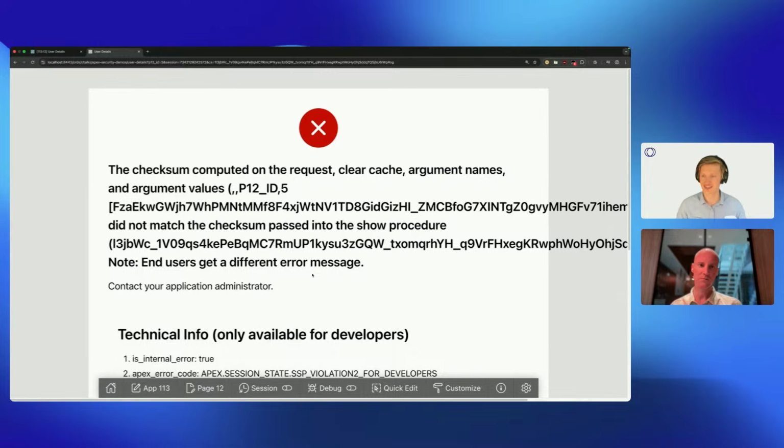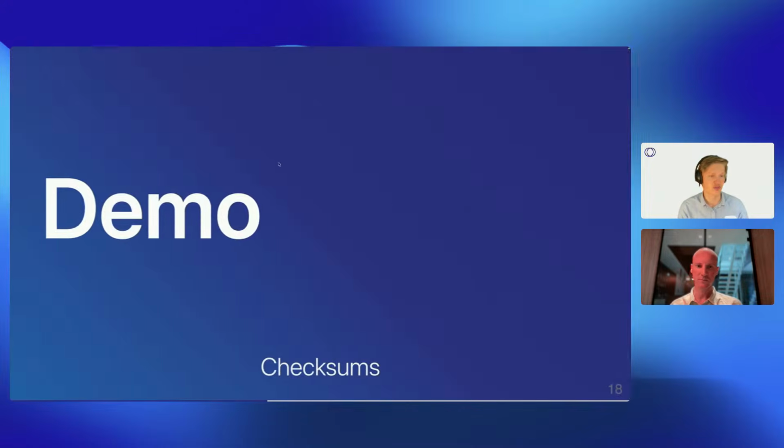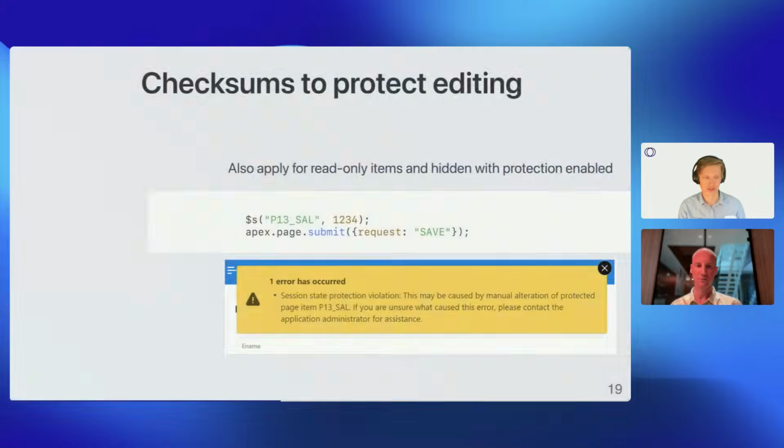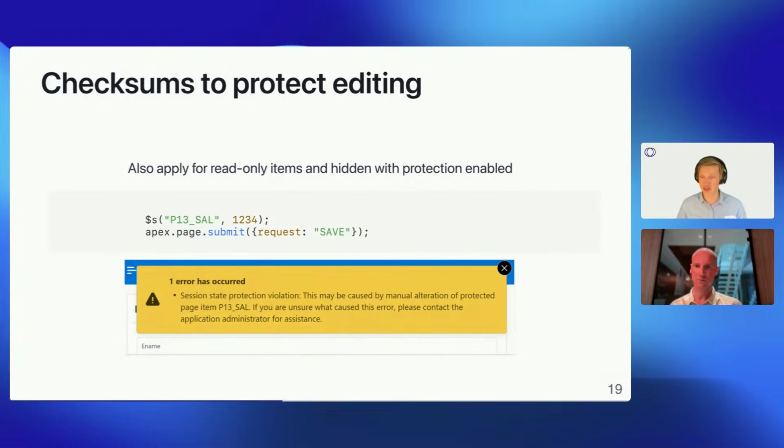And that's how Apex has our back with security. The same thing happens for a read-only item: you're allowed to see it, but when you try to change the value of the read-only item and then submit, you will also get this kind of error message, session state protection again.